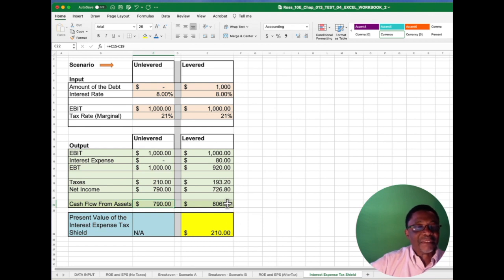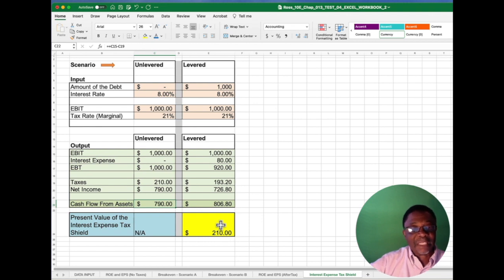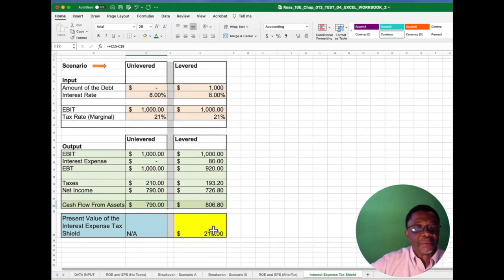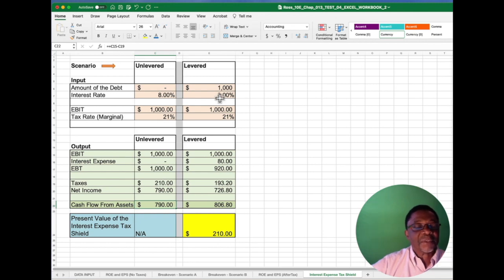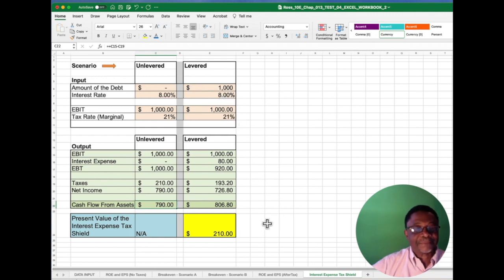Well, if we get the present value of that $16.80 over time, if we think of it as a perpetuity, then the present value of that is $210. So the subsidy provided by the government, because firms are allowed to deduct interest expense on debt, increases the value of the firm by $210. So that is what this interest expense tax shield is, and that's the present value of the interest expense tax shield.